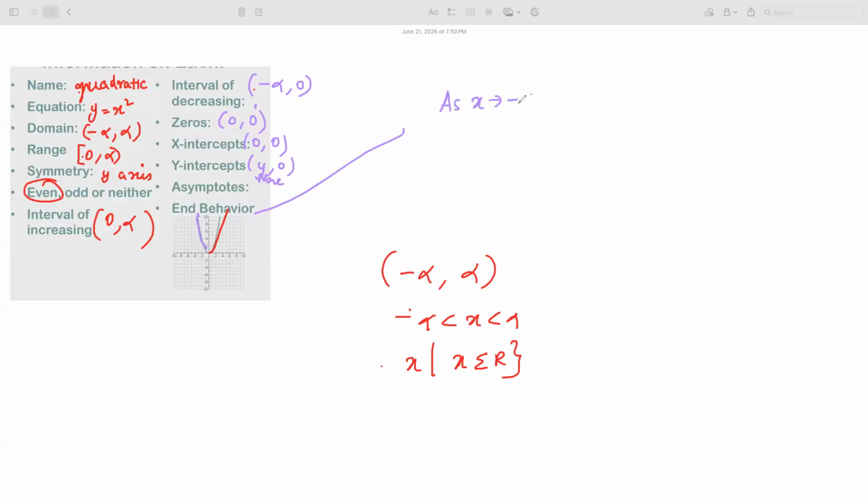As x tends to minus infinity, y goes to... Would it be the opposite? As x goes to minus infinity, y goes to positive infinity. As x goes to plus infinity, y again goes to positive infinity. Make sense?